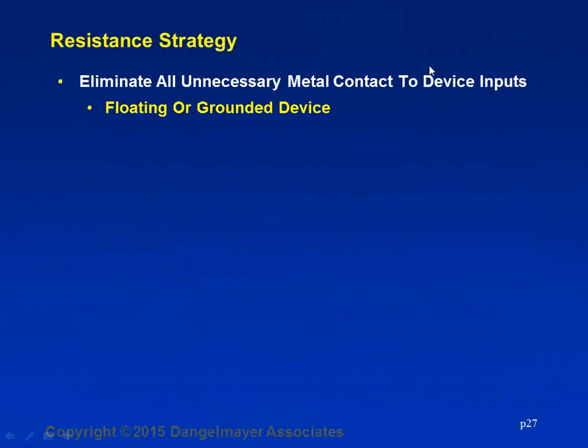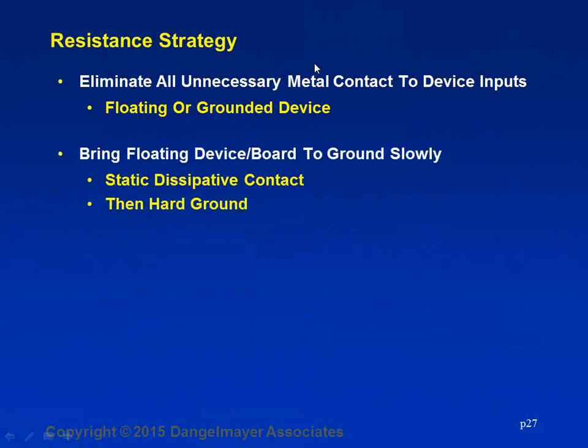Continuing with the resistance strategy, the approach is to eliminate all metal contact with the device. That's the objective. Whether the device is grounded or not, we do everything we can to eliminate that metal-to-metal contact. Now, it's not always possible. So what do you do then? Well, what you do is you ground the device safely through a static dissipative material to reduce peak currents, get the product to zero, then you can make direct contact with a conductive, hard-grounded metal object, such as a test set.